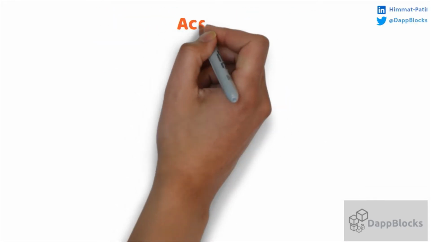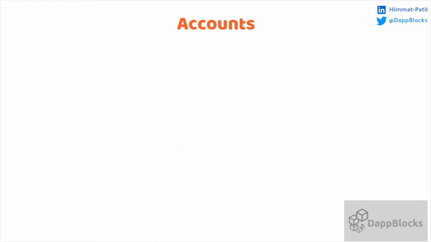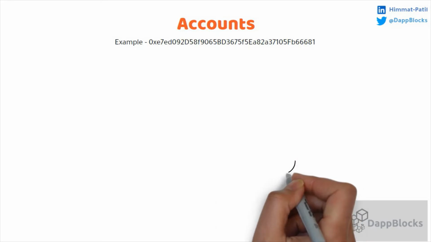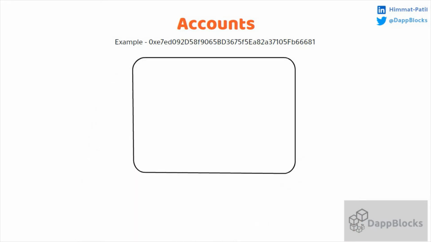Let's get started. Ethereum accounts. Each account is represented by 20 bytes or 160 bits of address. An Ethereum account contains four fields.